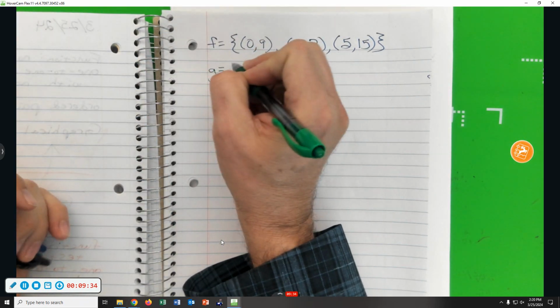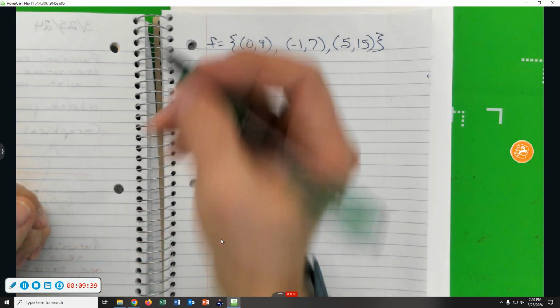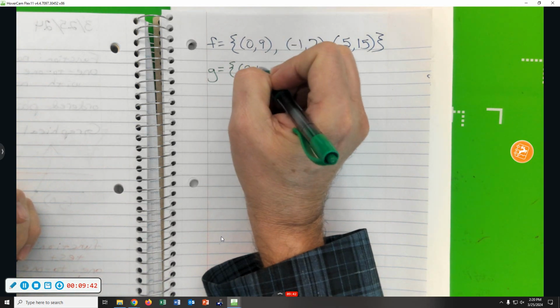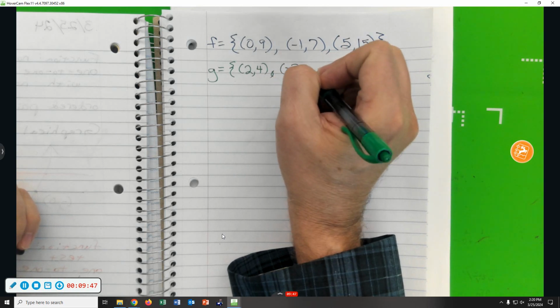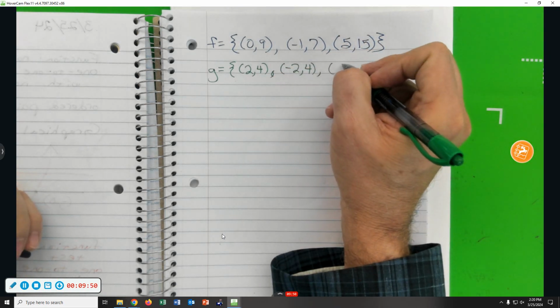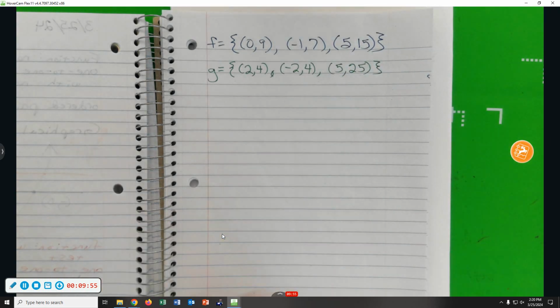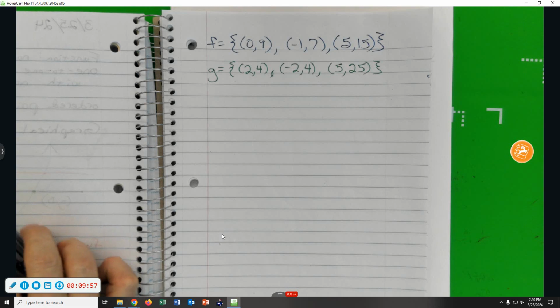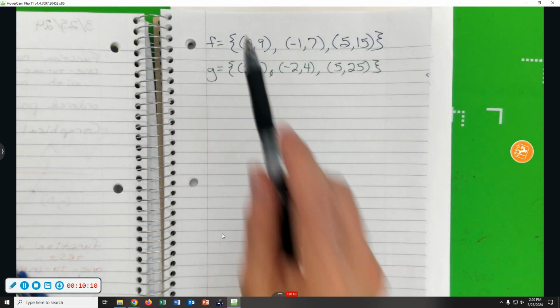Now here's g. g is my second function. It'll have the ordered pairs (2, 4), (-2, 4), and how about (5, 25)? I'm feeling lazy today, I'm just using 3 ordered pairs. So I've made up two sets of ordered pairs, both of which are functions. Notice every x value is different in both of these.